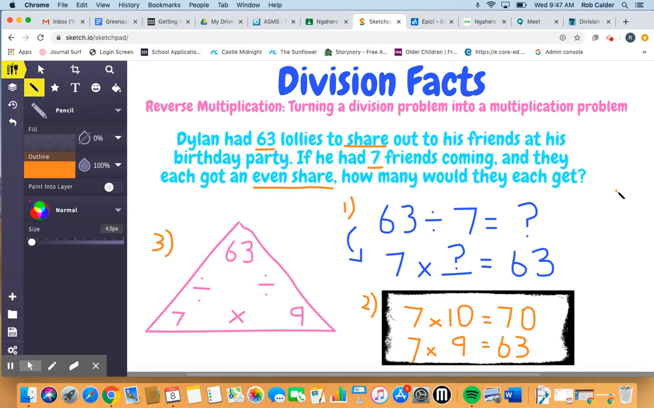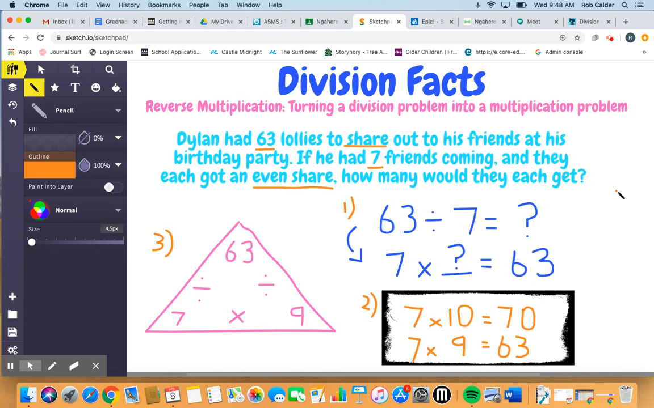So again, I've started with a word problem here. This goes, Dylan has 63 lollies to share out to his friends at his birthday party. If he had 7 friends coming and they each got an even share, how many would they each get? So I've highlighted some of that key information there. So we know we've got 63 lollies.